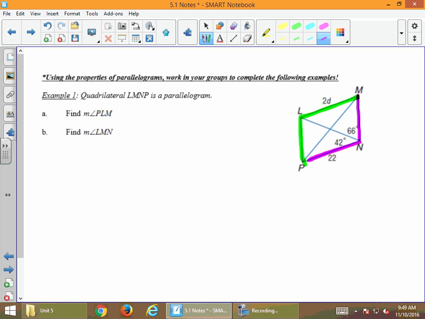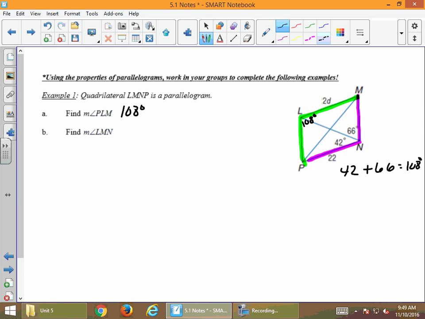Well, how can we find the measure of that angle? Add them together, because these two little angles right here make up the whole thing. So if we just add those measurements together, what do we get? 108. So this angle right here is 108 degrees. Okay? That's easy. Not too bad.